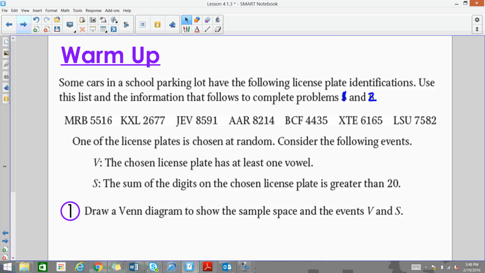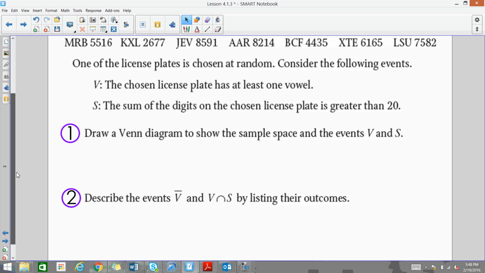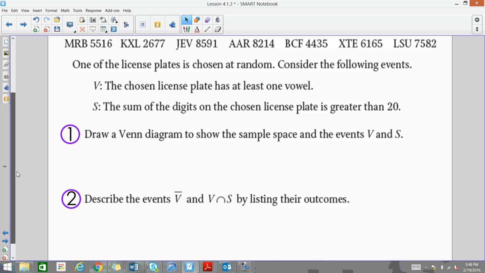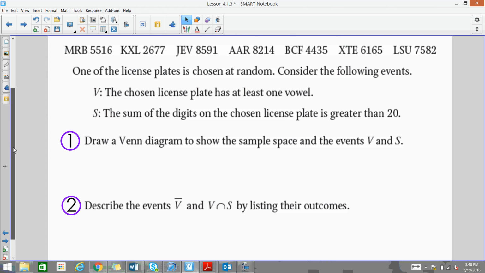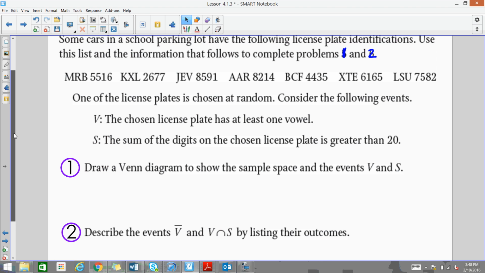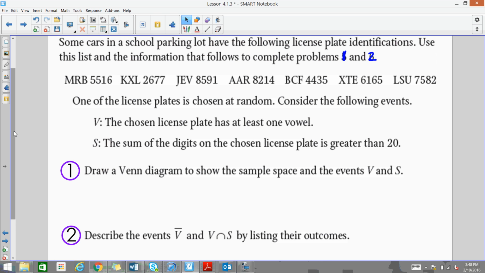So anyway, you're going to do these two things. Basically, you're going to draw a Venn diagram, and then from there you are going to describe those two events: V, not V, and then V intersecting S. I want you to pause the video right now and try to create that Venn diagram, and describe the events, basically tell me which license plates are in each of those events and list their outcome. So pause it, try to do this, and then start it back up, and then you'll see the answers. All right, pause.